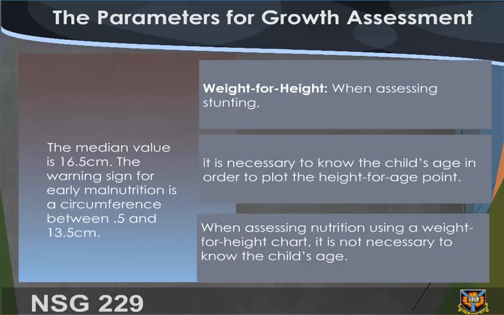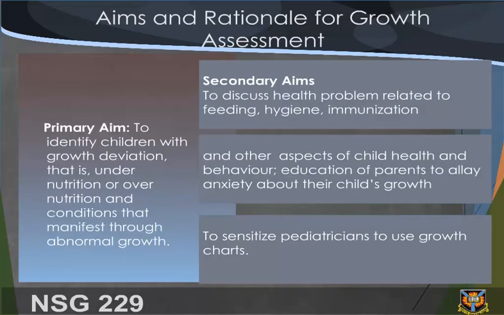Weight for height. When assessing stunting, it is necessary to know the child's age in order to plot the height-for-age point. When assessing nutrition using a weight-for-height chart, it is not necessary to know the child's age.